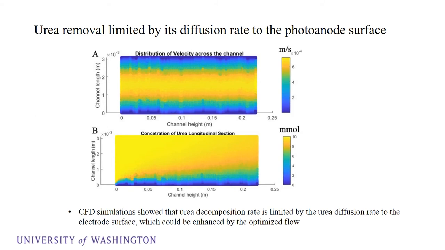So this urea concentration profile generally follows the Fick's second law of distribution, which tells us that still the urea diffusion rate is limiting the urea decomposition rate, which tells us that we could still enhance the urea decomposition rate by optimizing the flow pattern.